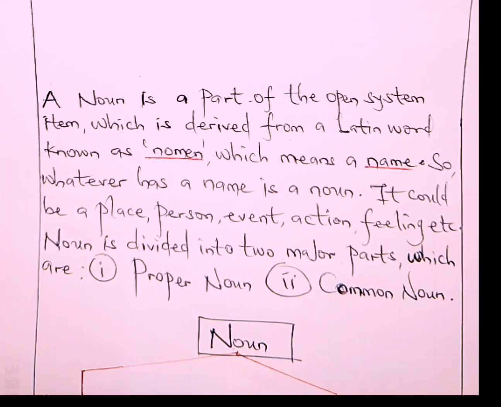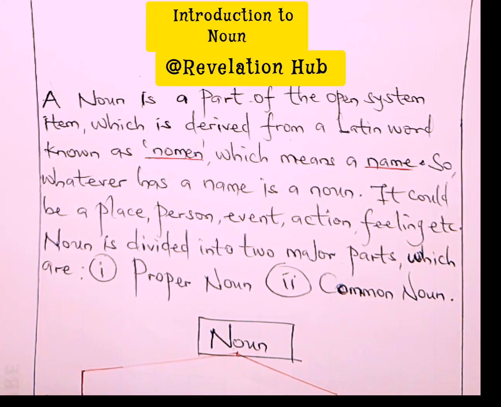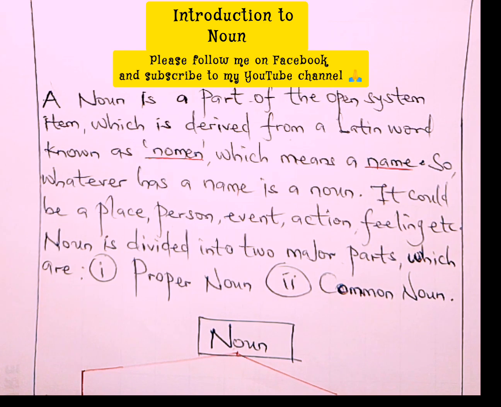Hi guys, today we're going to be looking at some of the set of word classes under the open system item. In the previous exposition, we worked on the open system items and the closed system items. Today we're going to be discussing the very first word class under the open system item, which is noun.